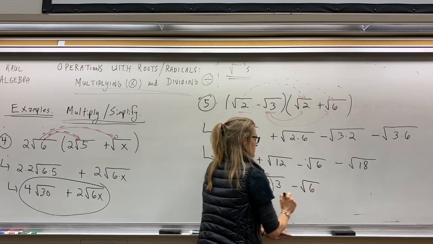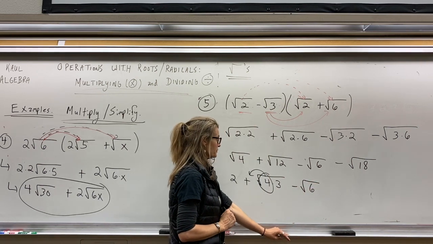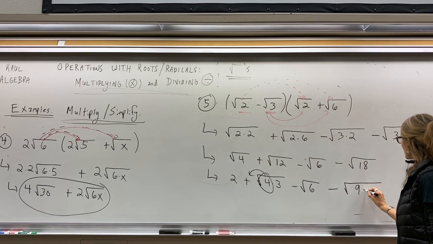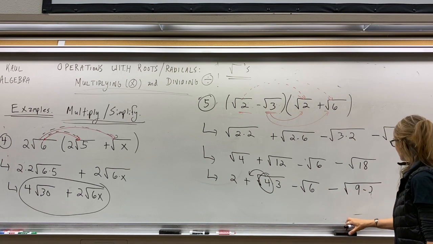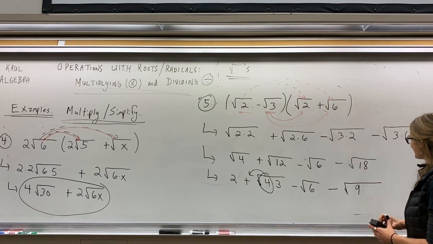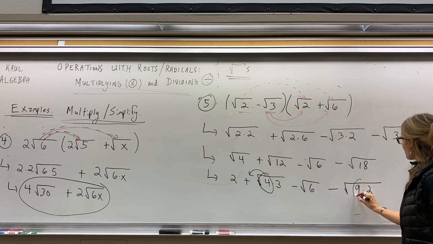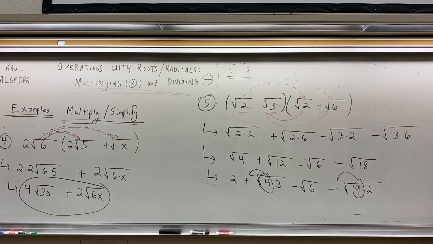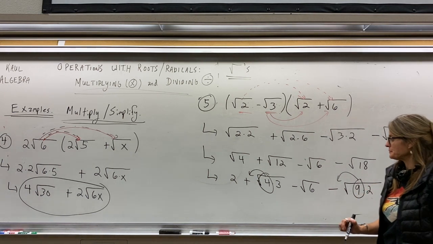Here we have square root of 6. That can't be simplified further, but the 18 can be broken down into 9 times 2, where I pull the 9 out from underneath the square root and it becomes a 3. So the 18 contains a perfect square factor.